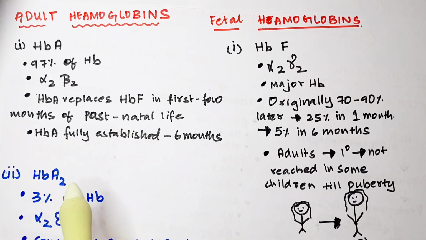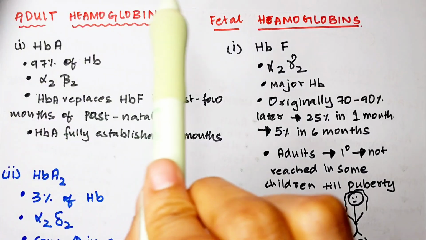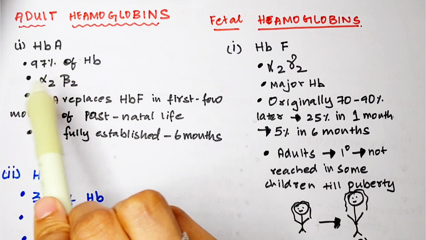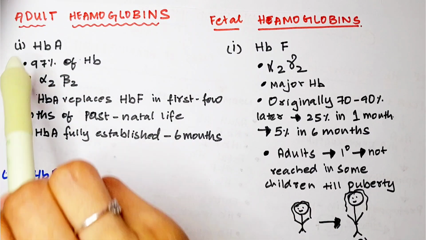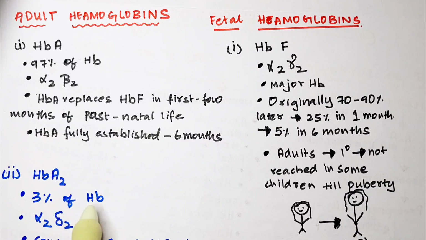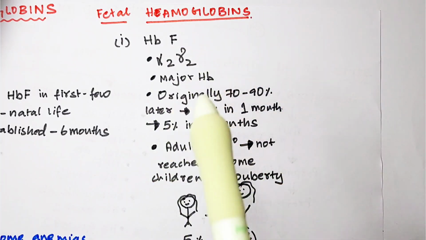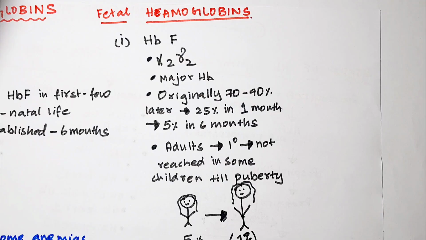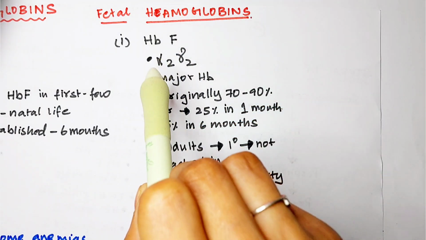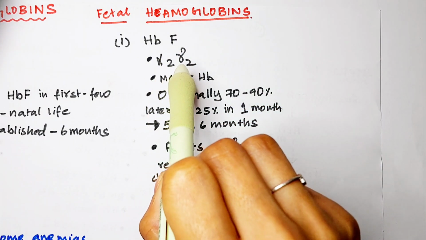Okay, now HbA2. If HbA comprises 97% of the adult hemoglobin, then HbA2 comprises 3% of the total Hb. If HbA is comprised of alpha 2 beta 2, this is comprised of alpha 2 and delta 2 chains. The concentration of HbA2 tends to increase in some types of anemias. Fetal hemoglobin, that is when you and I are just kids having fun in life, HbF has two alpha chains and two gamma chains.